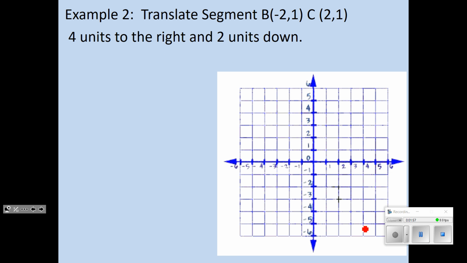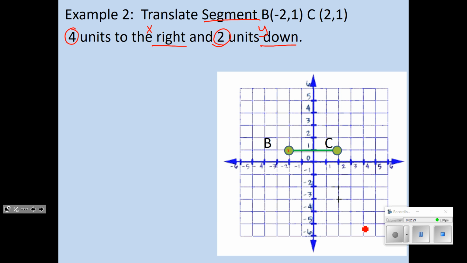Here's example 2. Translate segment BC 4 units to the right, so that's x, 2 units down, that's the y. Let's plot our points B and C and label them, and then make a segment because it says segment BC. Now we're going to move them 4 units to the right and 2 units down, and we're going to do it 1 point at a time.